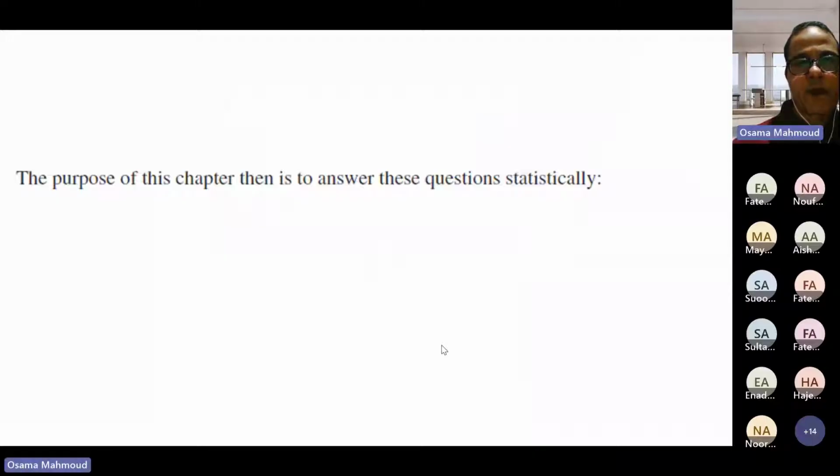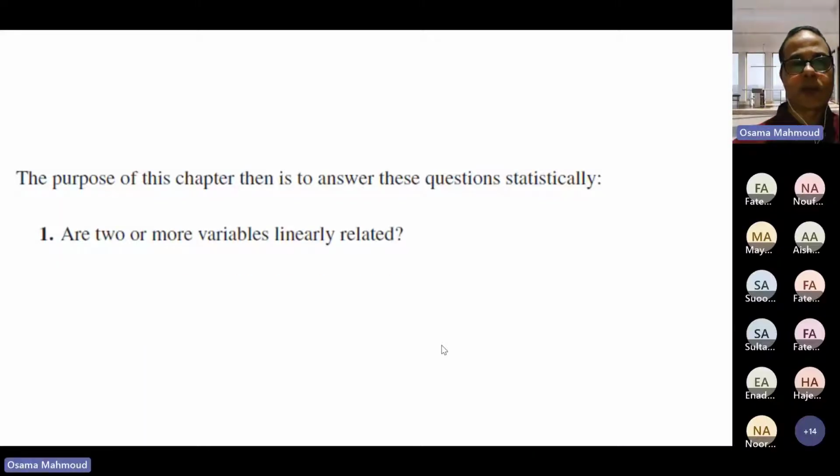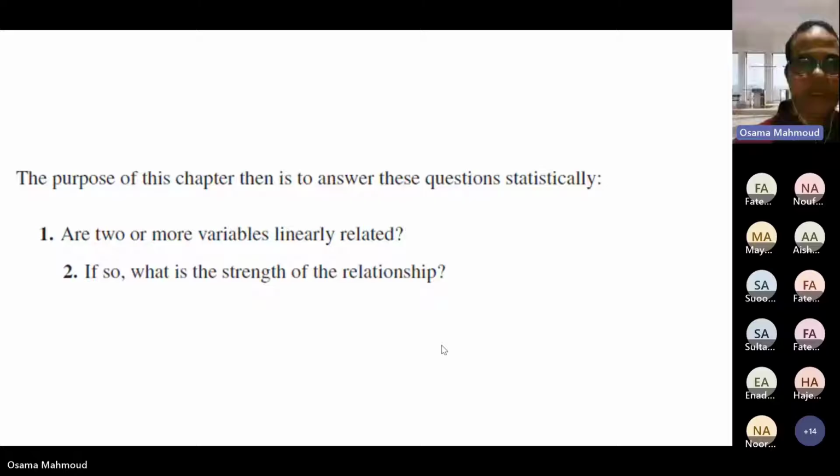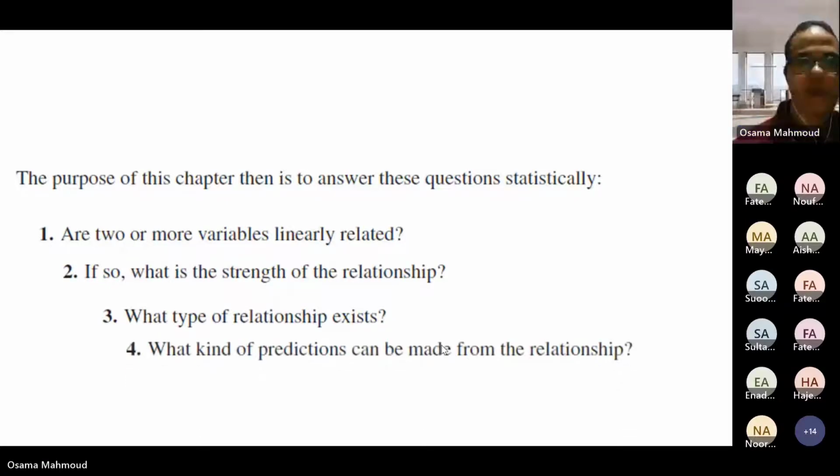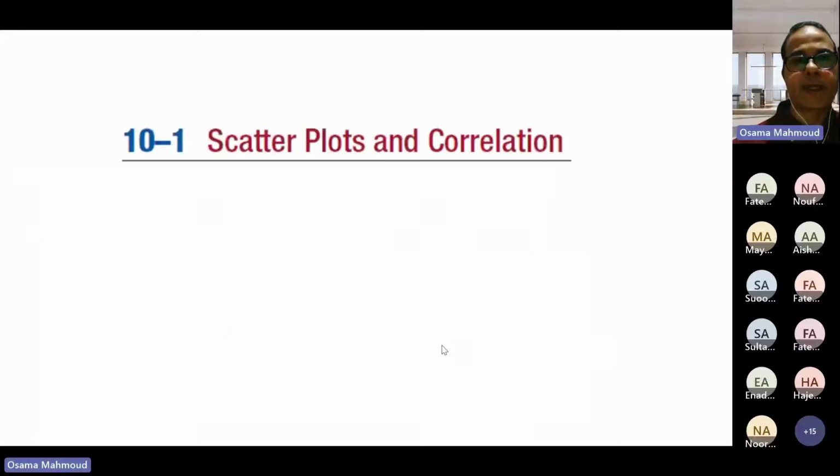The purpose of our lecture today is to answer this question: are two or more variables linearly related? If so, what is the strength of the relationship? What type of relationship exists, positive or negative? What kind of prediction can be made from the relationship? Once you answer these questions, it means you have a formula to substitute to get the predicted value, right?